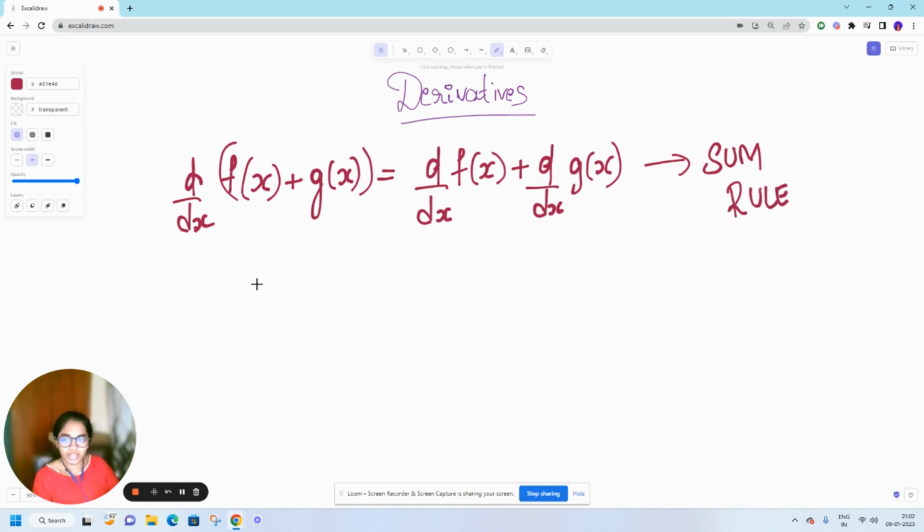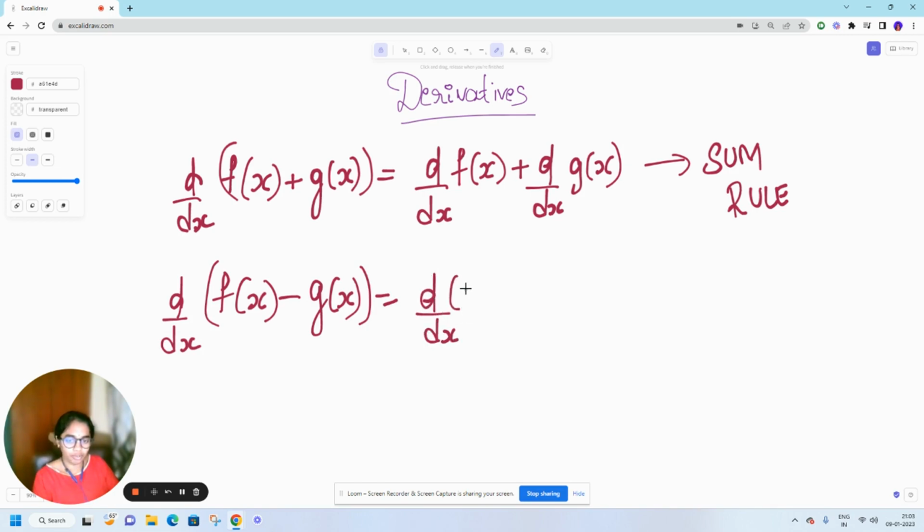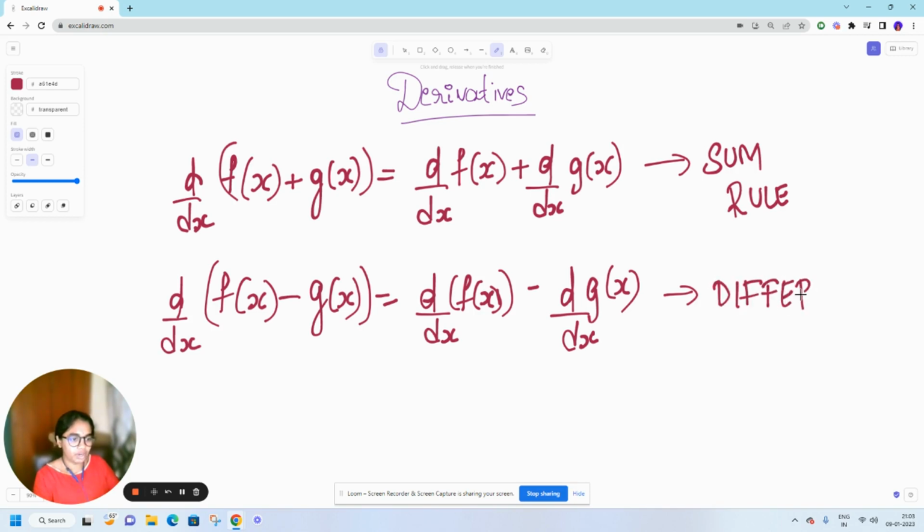Okay, so the next one is, suppose I have two functions f of x and g of x, and I have a negative sign in between. The derivative of this would be d by dx of f of x minus d by dx of g of x. That is, the derivative of f of x minus the derivative of g of x. This is called the difference rule. Okay, let me solve some more problems on this.